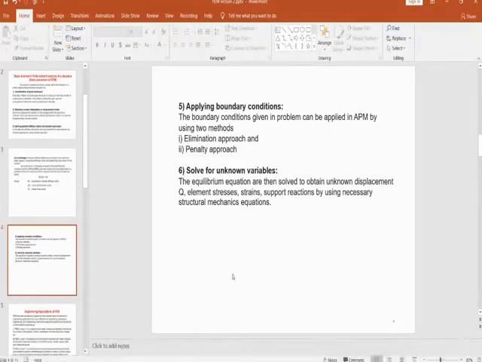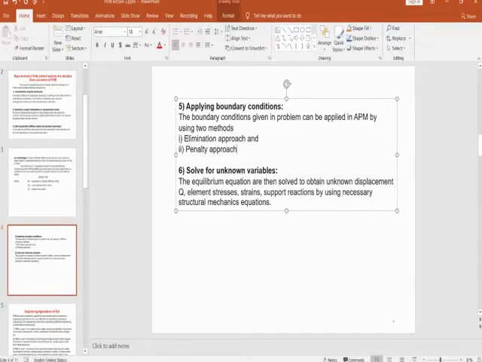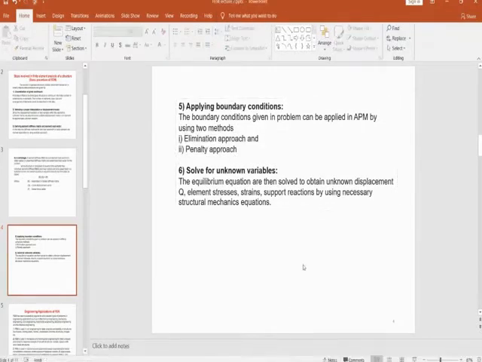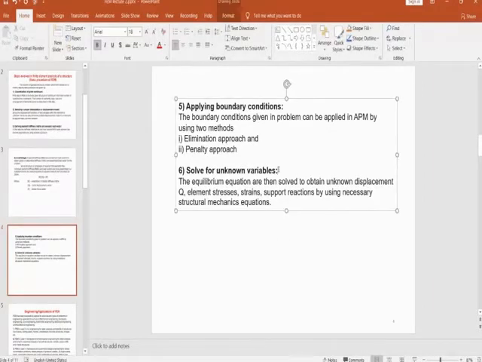And in FEM, in order to apply those boundary conditions, there are two methods available. One is the elimination approach, and the other is the penalty approach. Using these two approaches only, you apply the boundary conditions in FEM. How to apply them, you will come to know while solving problems. Then the next step in FEM is to solve for unknown variables.